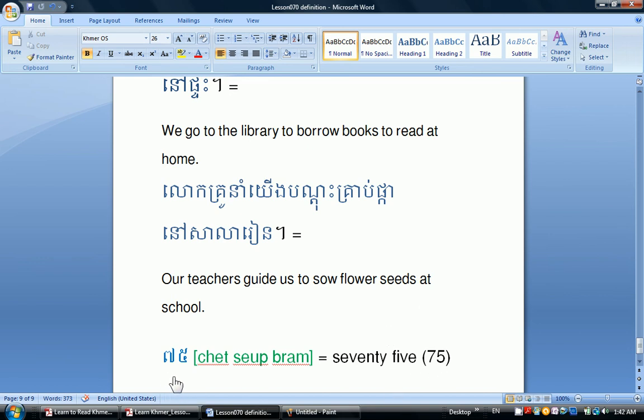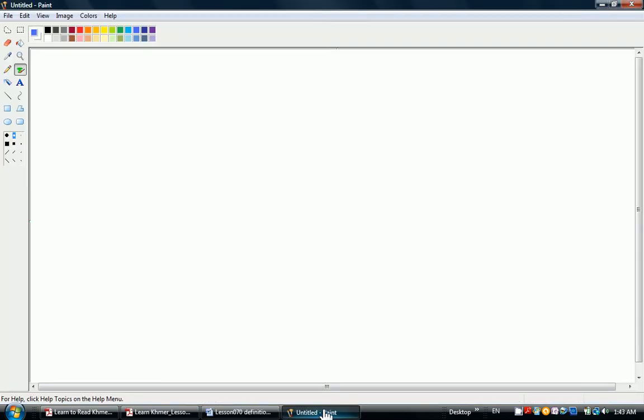75 in Khmer we say 75. Okay, so now please take out a piece of paper and a pencil and learn how to write some of the words from lesson 70 together. Okay, first let's write con đal.